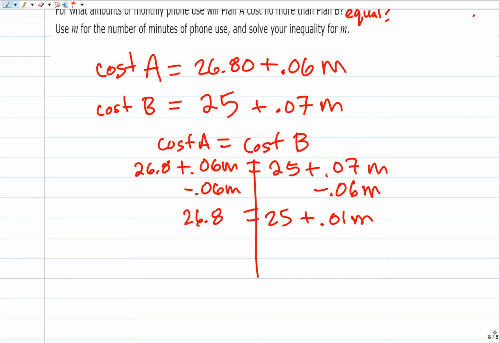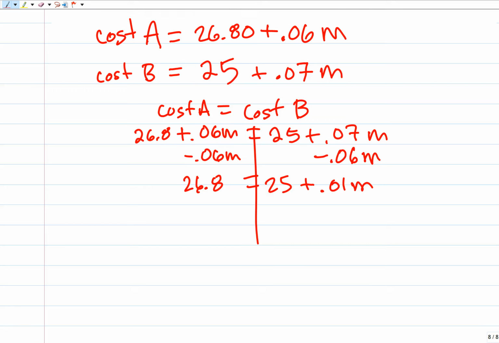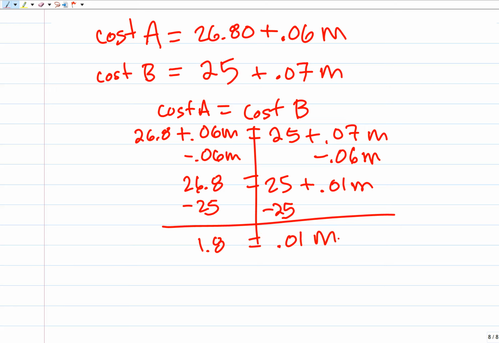two more steps. What's the PEMDAS backwards going to look like on this one? That should leave us, I think, with 1.8. And then last, to undo the multiplying, what is our M? I think I got 180, is that right?